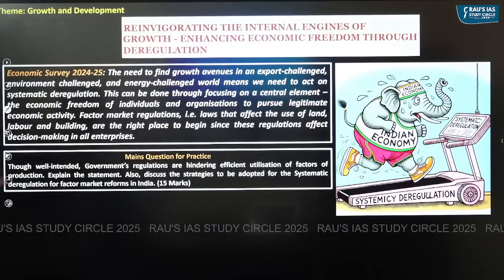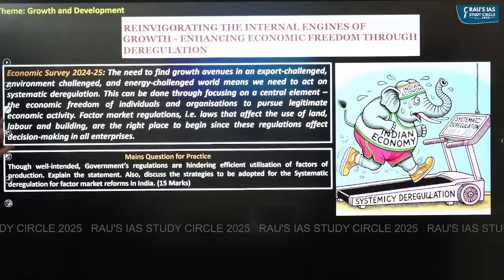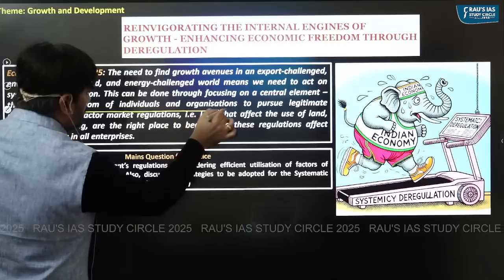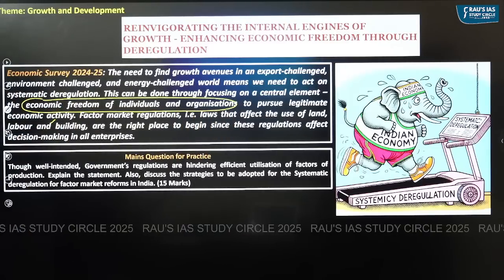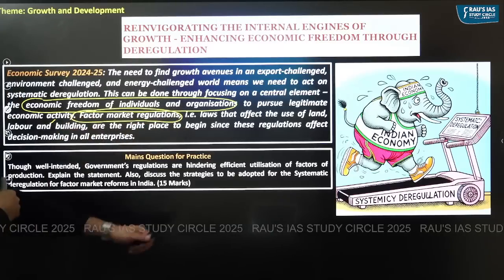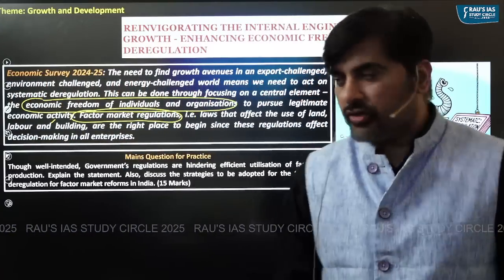So it says this can be done through focusing on a central element, that is economic freedom of the individuals and organizations to pursue legitimate economic activity, and this can be done through easing the factor market regulations.